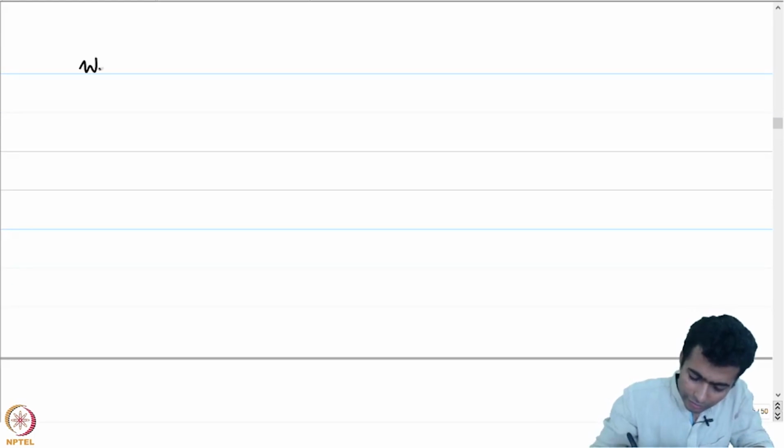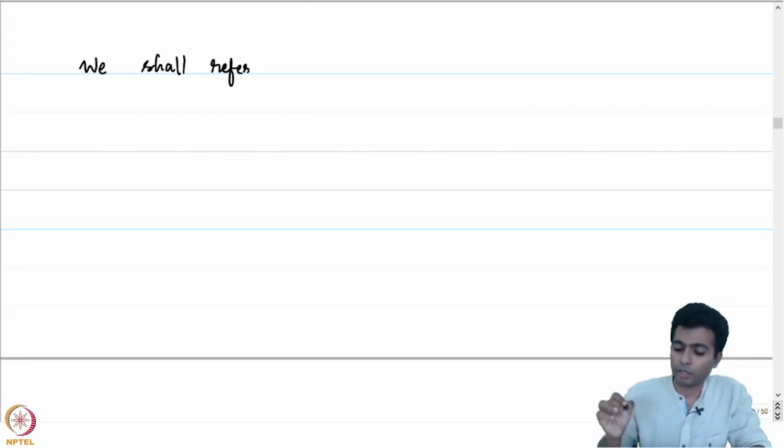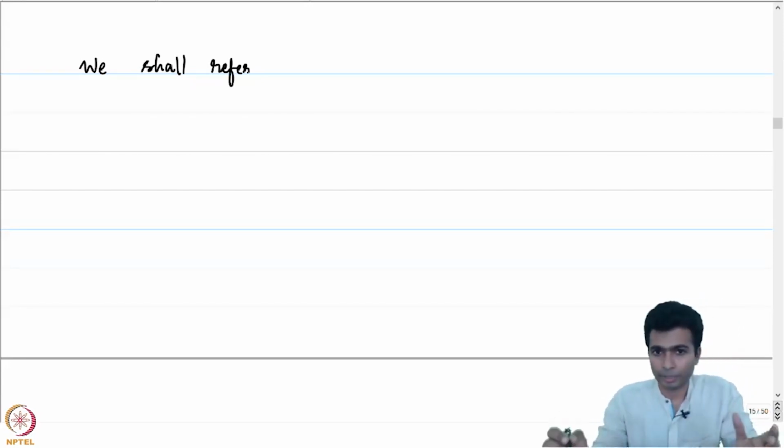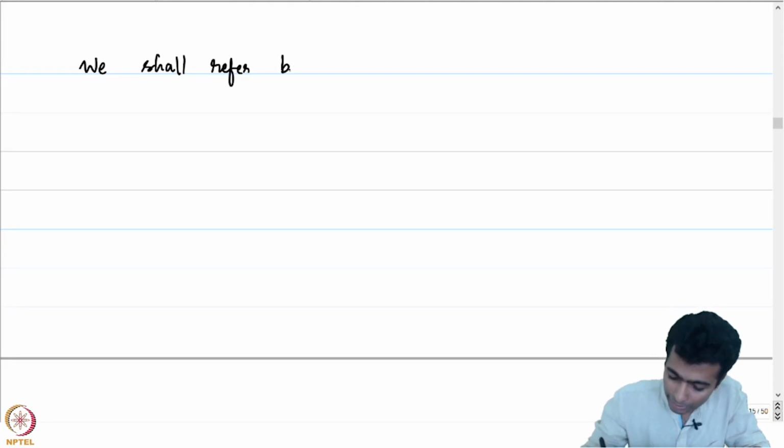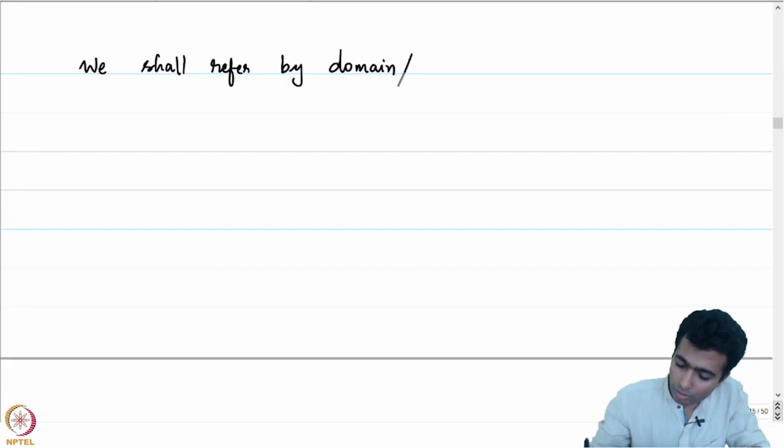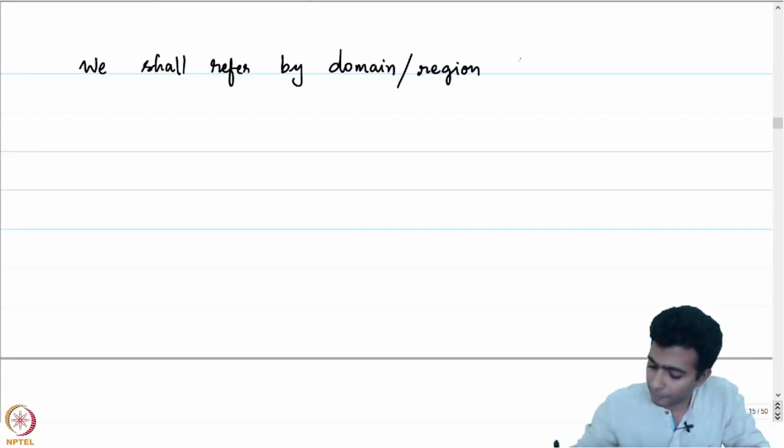So, we shall refer to open connected subsets of the complex plane by the word domain or region. Both these words will mean the same thing, open connected subsets of C.